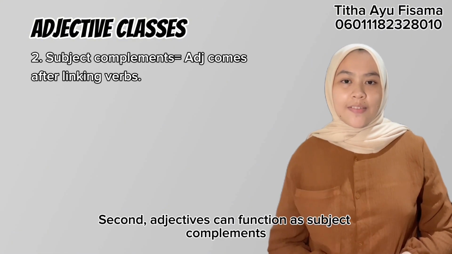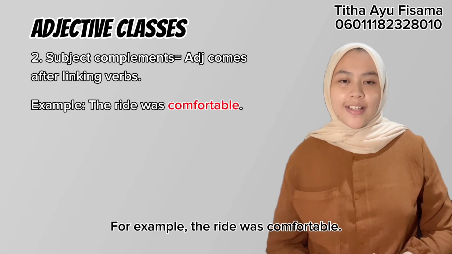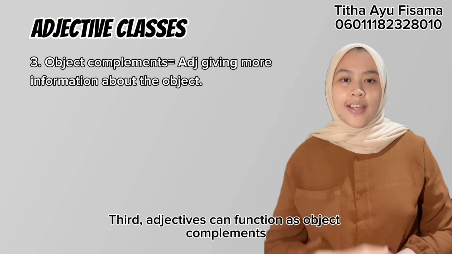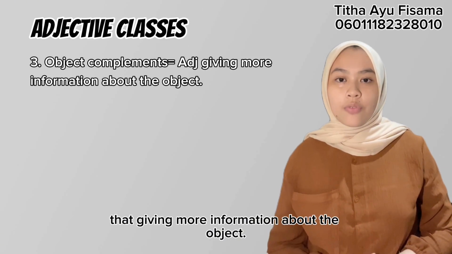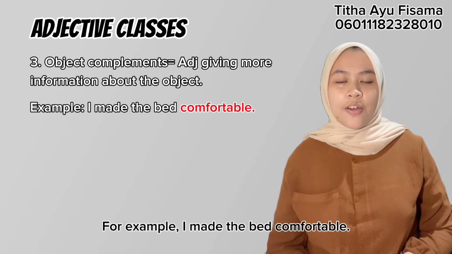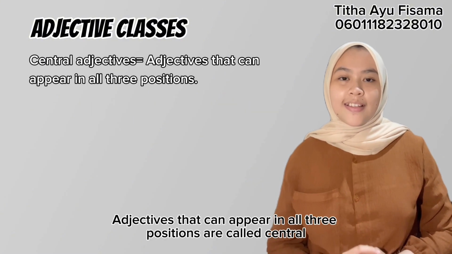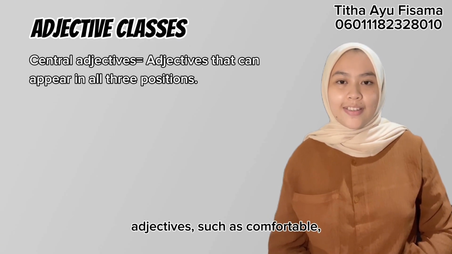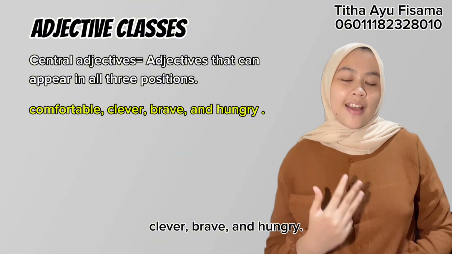Second, adjectives can function as subject complements, appearing after linking verbs such as be. For example, the ride was comfortable. Third, adjectives can function as object complements, giving more information about the object. For example, I made the bed comfortable. Adjectives that can appear in all three positions are called central adjectives, such as comfortable, clever, brave, and hungry.